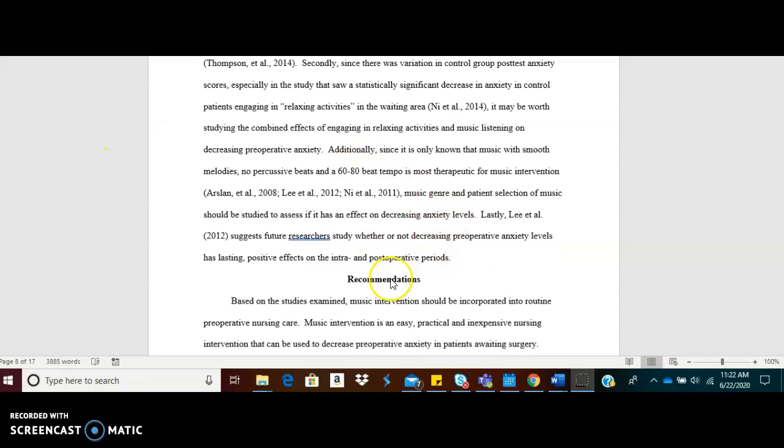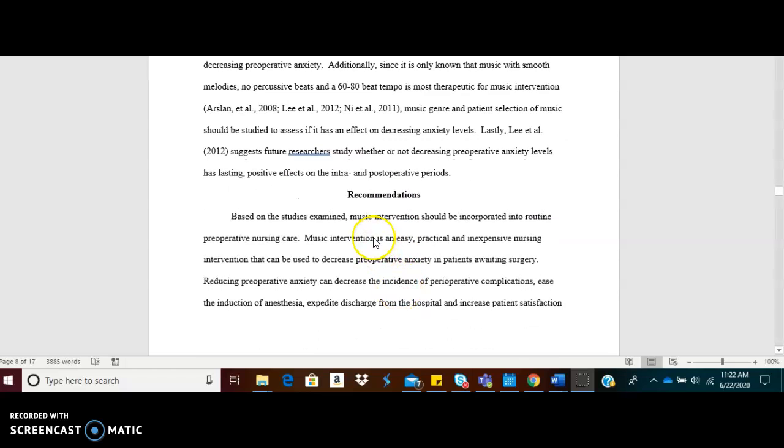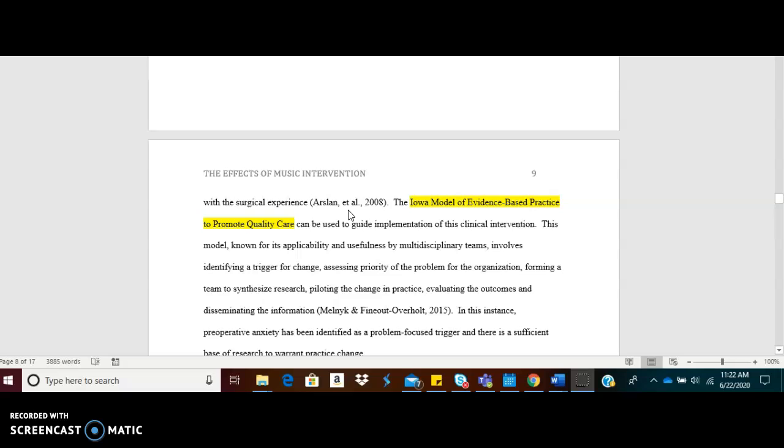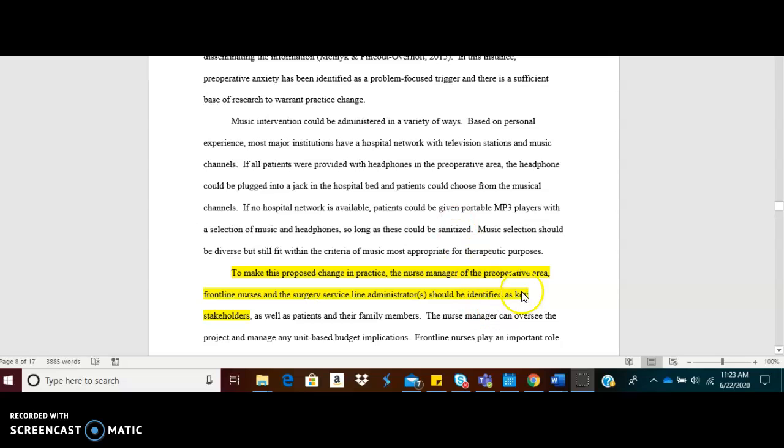When we get down to the recommendations section, you're going to make a decision. Would you recommend a practice change or not based on the literature that you review? Whether you do or not, you still need to address those things that we found in the rubric. So I want to give you a good example of how they did it here. Here's the theoretical model that they're going to use, the Iowa model of evidence-based practice to promote quality care. It is going to be used to guide the implementation. So clearly identifying this, we come down and there's that key word, key stakeholders. So this writer has identified those key stakeholders.